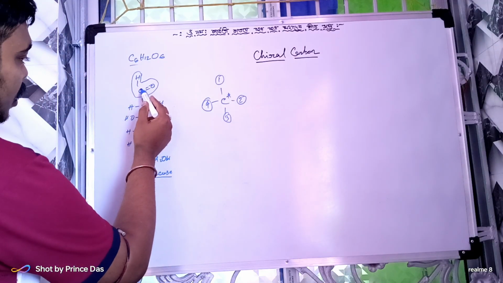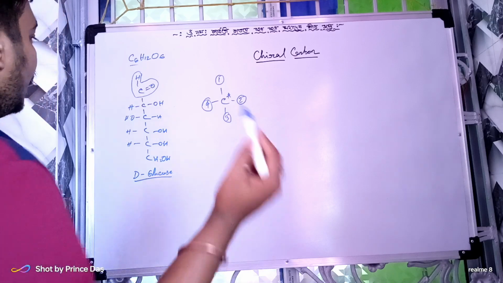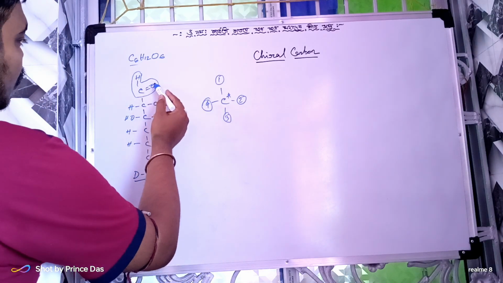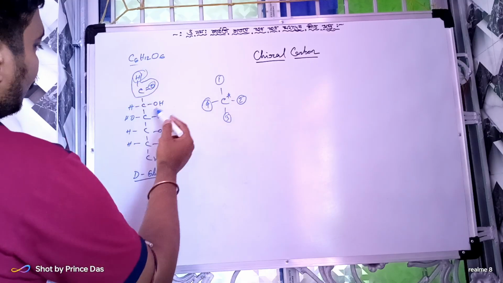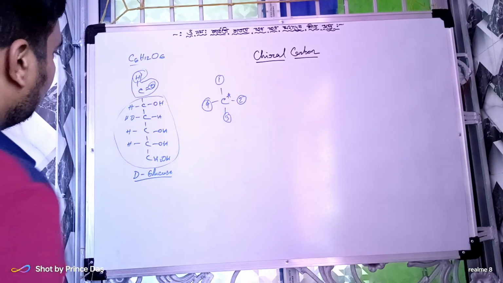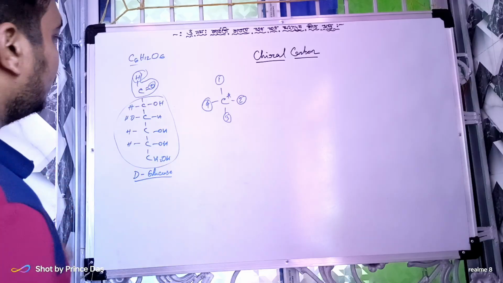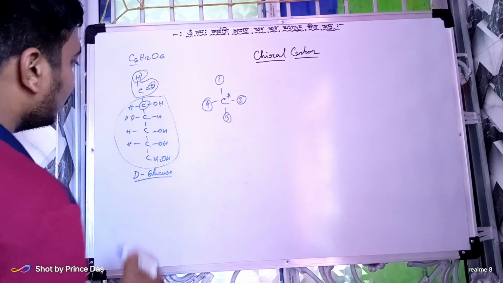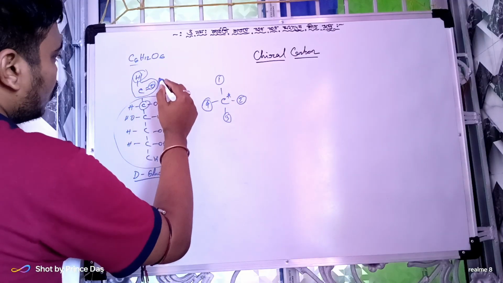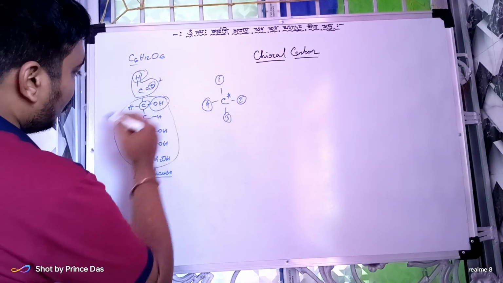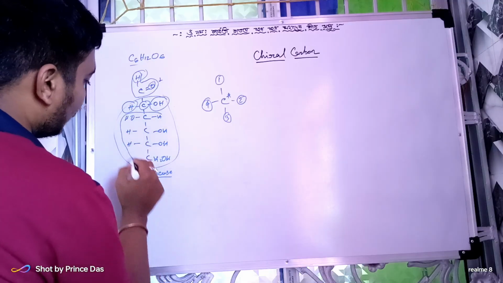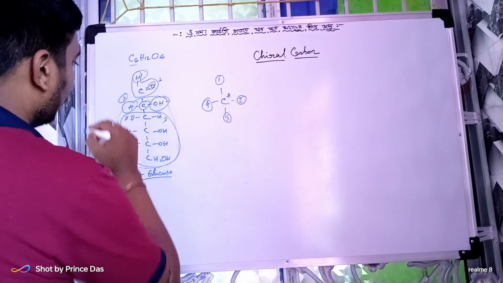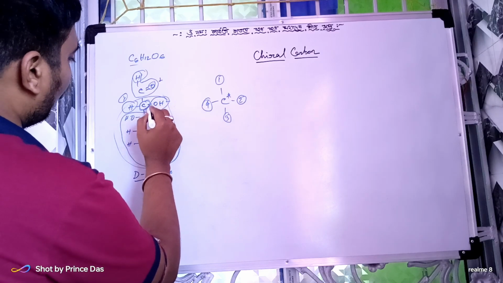So here, can you call the aldehyde carbon a chiral carbon? Answer is no. Why? 1 oxygen, 1 hydrogen, and this one group. So 4 is not there. So this carbon we cannot call a chiral carbon. Can you call this a chiral carbon? Let's see. Aldehyde group, hydroxyl group, hydrogen group, and rest others. So 1, 2, 3, 4. Yes, we can say it is a chiral carbon.